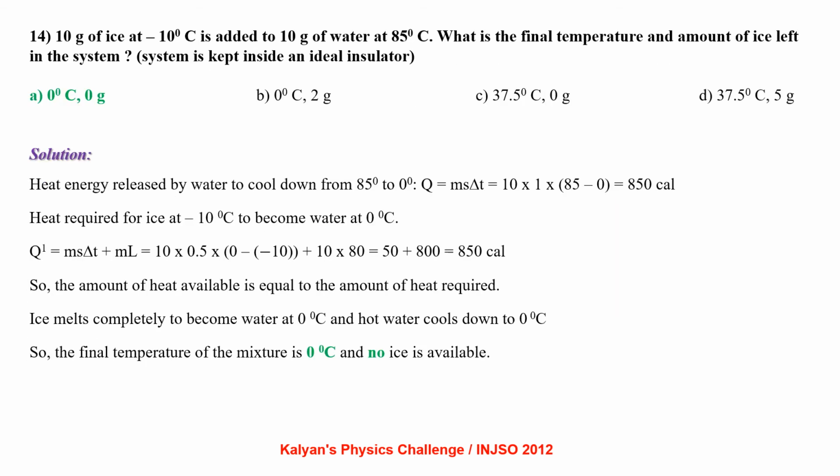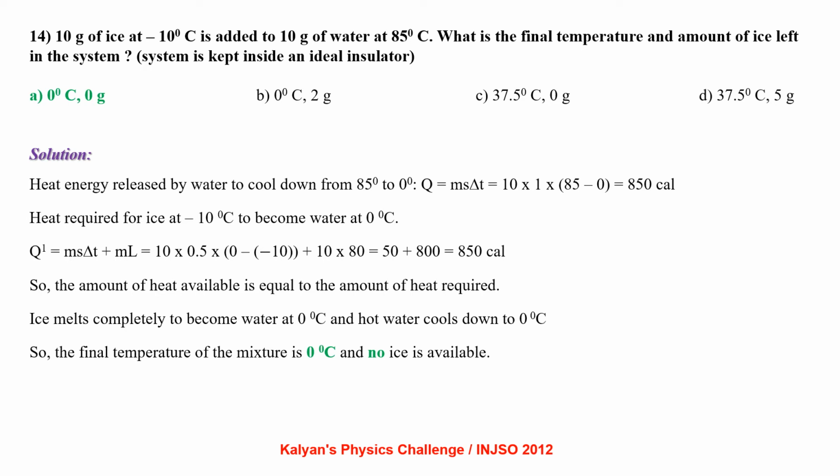10 grams of ice at minus 10 degrees centigrade is added to 10 gram of water at 85 degrees centigrade. What is the final temperature and amount of ice left in the system? The system is kept inside an ideal insulator.